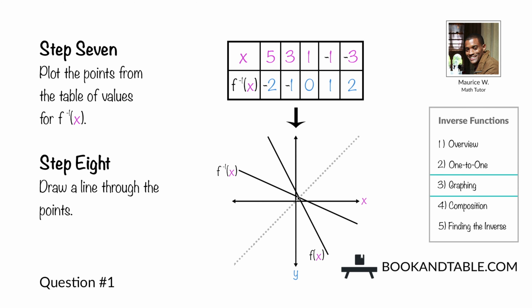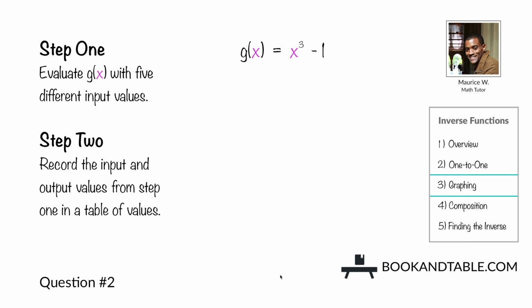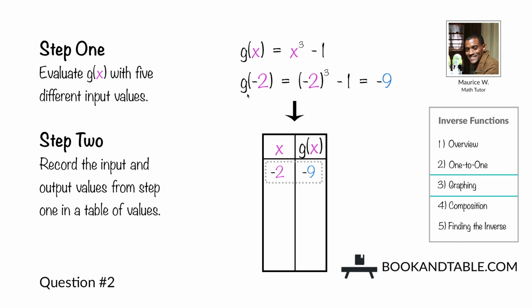If I remove the coordinate plane, it's a bit easier to see that they are reflecting across y is equal to x. So that is how you would complete question number 1. Let's now have a look at question number 2. We're given the function g of x is equal to x cubed minus 1. So step 1, evaluate g of x with 5 different input values.